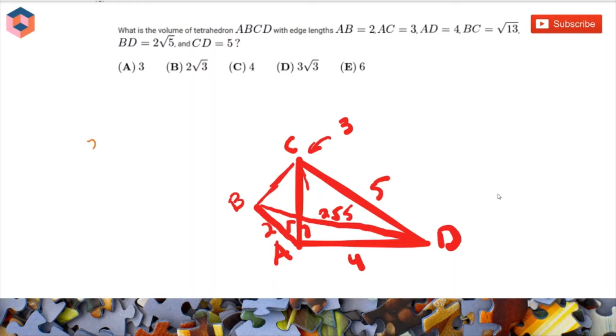And so the area of that is 2 times 4 divided by 2, since it's a triangle, which gives us 4. Now this height is just going to be AC, since that's a right triangle. AC, the problem tells us, is equal to 3. And we multiply by 3. Now since a tetrahedron is just basically a pyramid, we have to divide by 3. 4 times 3 divided by 3 just gives us 4, which is our answer of C.